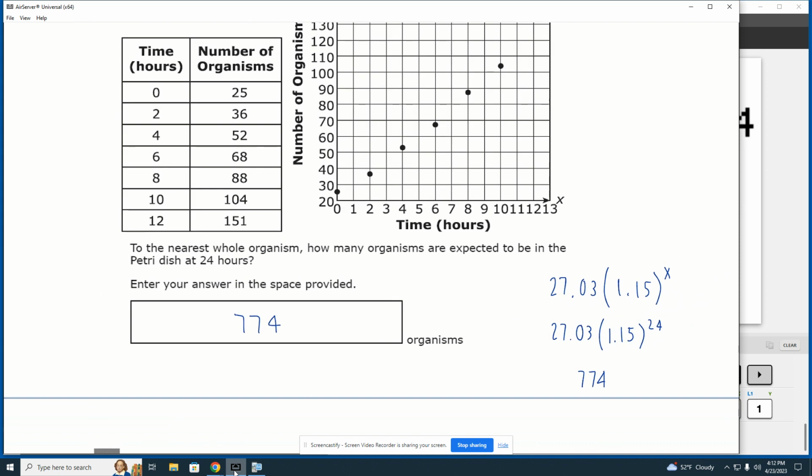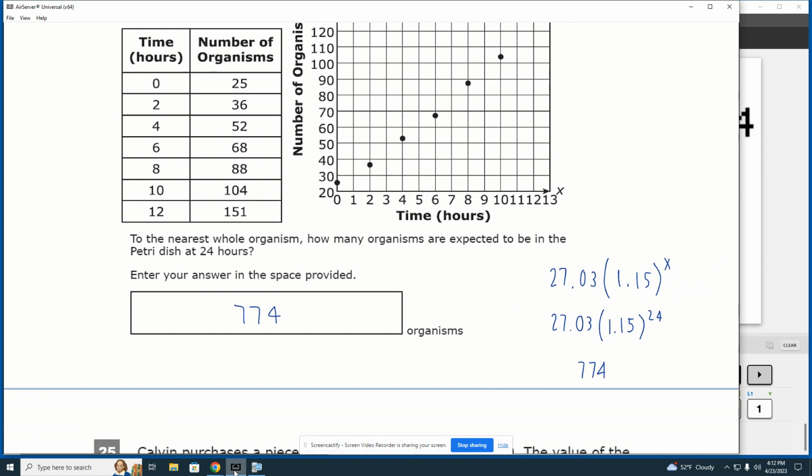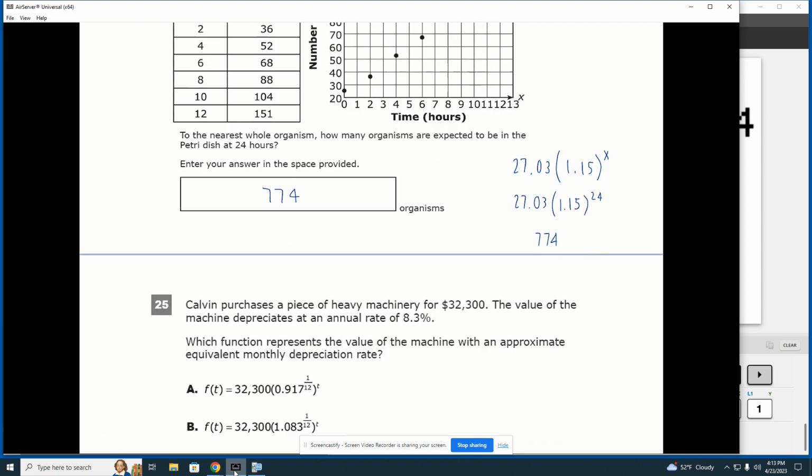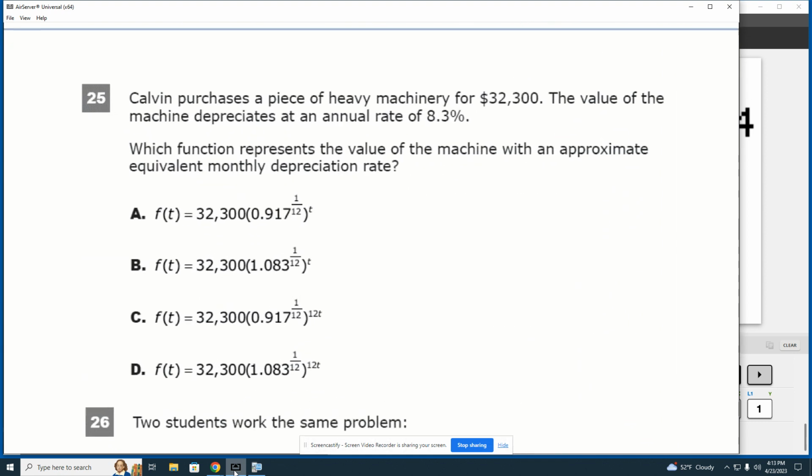Okay, now you might get a different answer if you rounded differently. But anyways, I think you're safe at 2 decimals. Okay, 2 decimals. All right, so pretty easy problem there if you know how to do that.